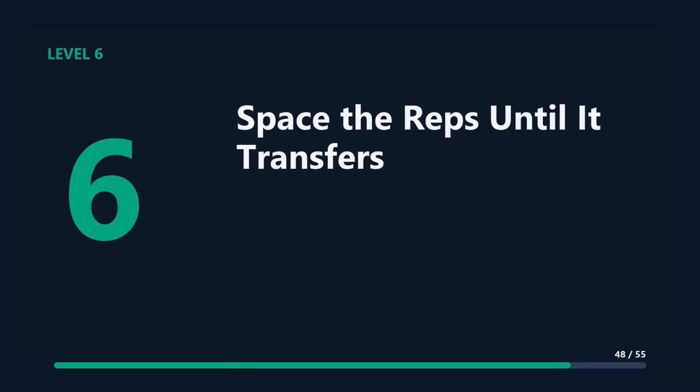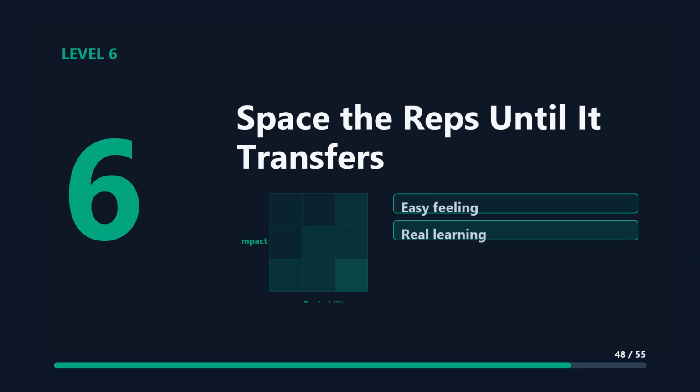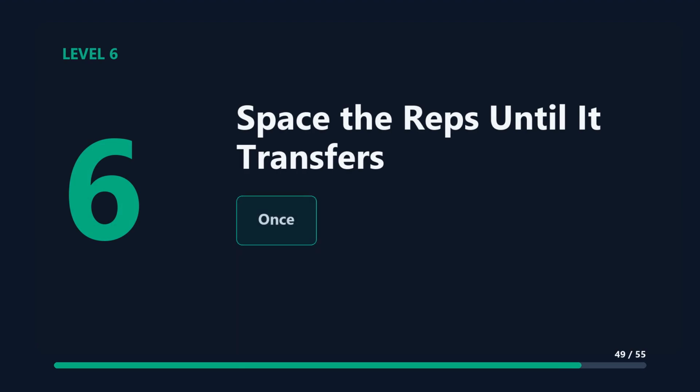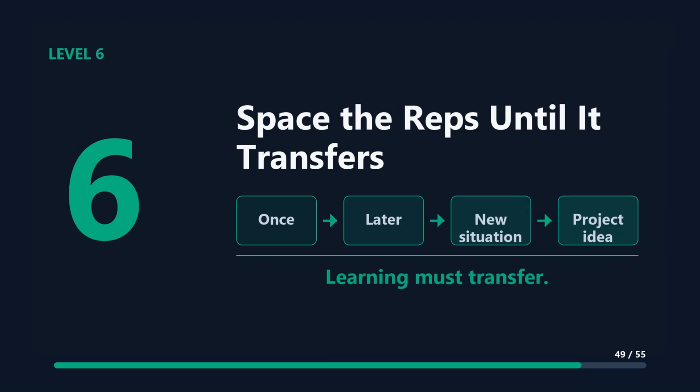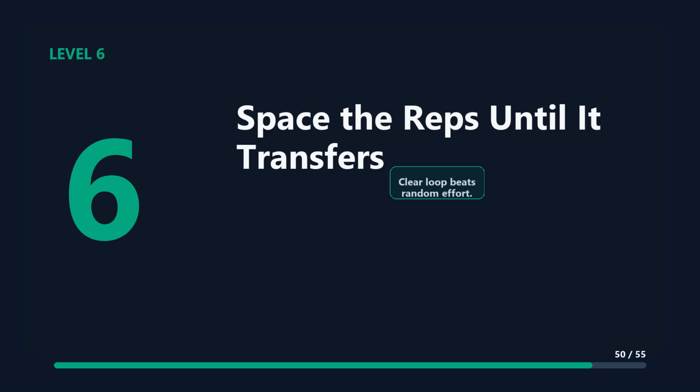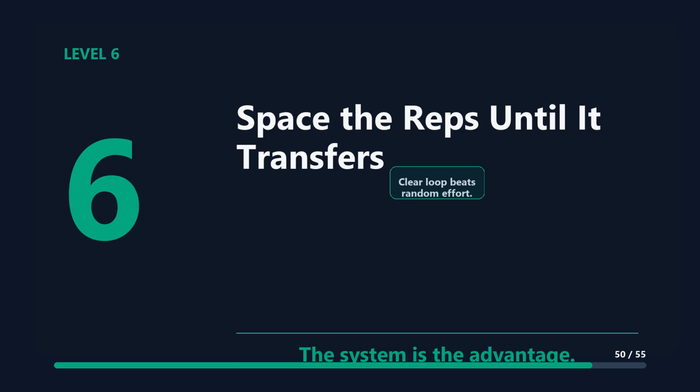The mistake is expecting real learning to feel smooth. Good practice often feels a little difficult because you are retrieving, comparing, and correcting. This stage matters because the goal is not to perform once while the lesson is fresh. The goal is to use the skill later, in a new situation, with less help. Now the system is complete. The fastest learners are not always the people with the most motivation. They are often the people with the clearest loop.